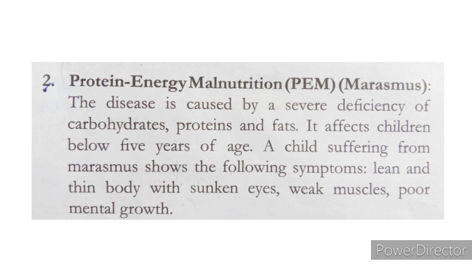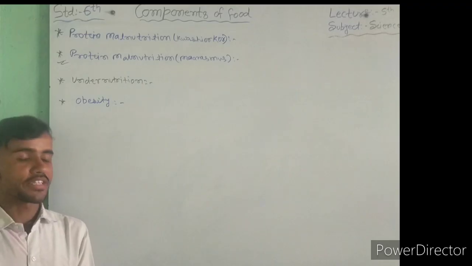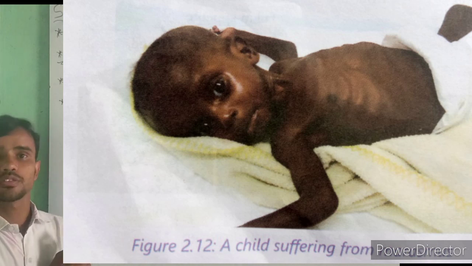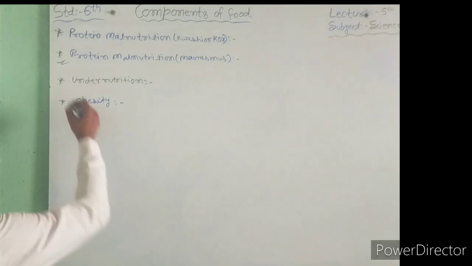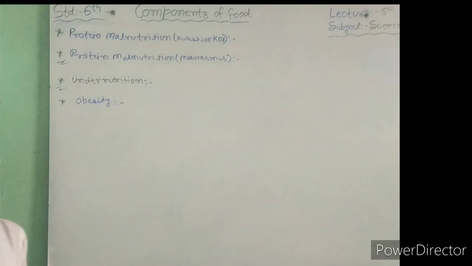Next, a child suffering from marasmus shows the following symptoms: lean and thin body with sunken eyes, weak muscles, and poor mental growth. You also see the figure of a student suffering from marasmus. Do you understand? Those are two topics. And the next topic is undernutrition.